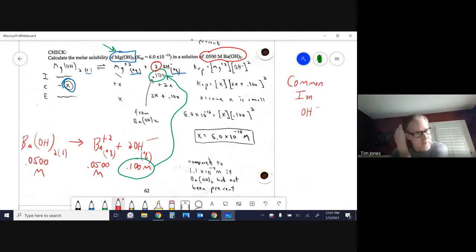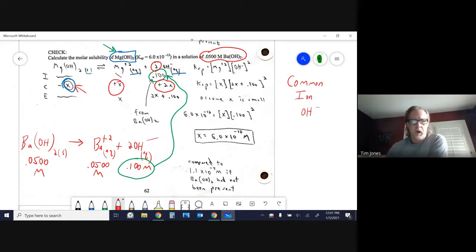Now, when you do your X for your ICE chart and your magnesium hydroxide, again, we have our X here, and we have a 2X here. That 2X came from the equation that's in the ICE chart. That came from the magnesium hydroxide. So it's a coincidence that they both give off 2 hydroxides, and it's important for you to understand that the 0.1 came from the barium hydroxide and the plus 2X came from the magnesium hydroxide.